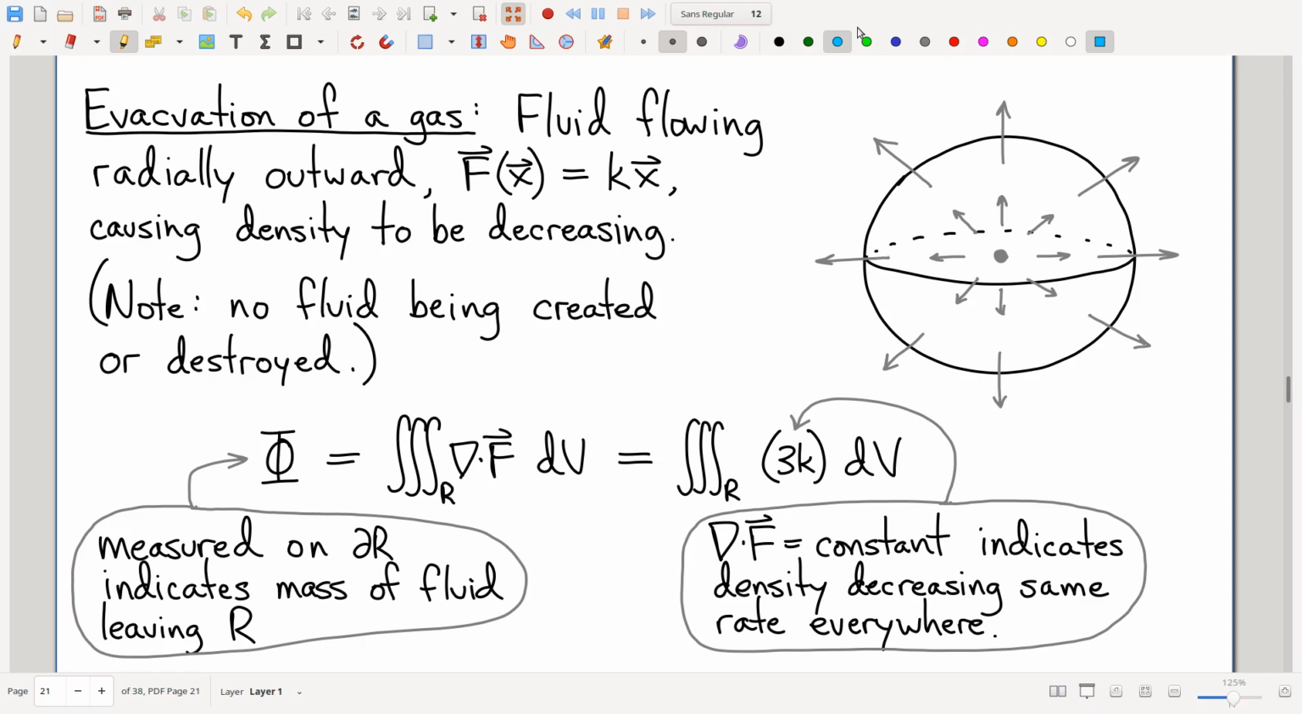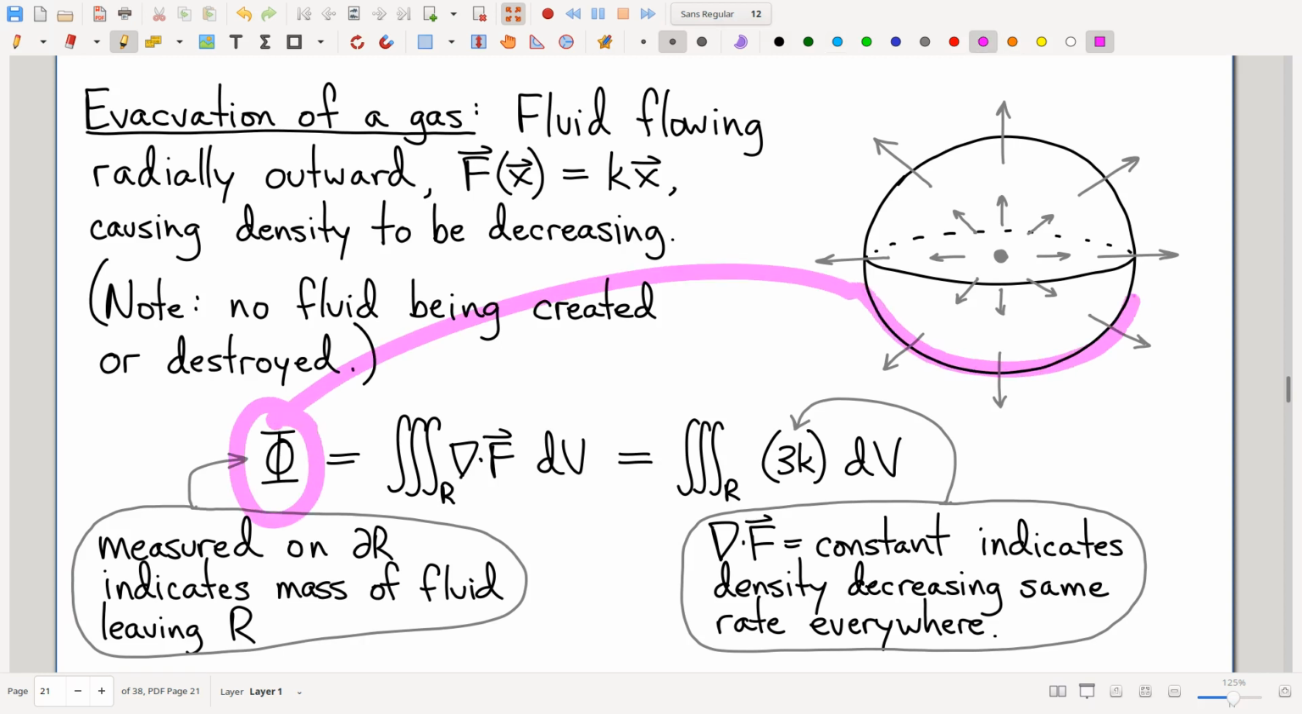And so as such, because it's taking up more volume, the density is decreasing. Right? Quantity per unit volume. If the quantity is the same and the volume is going up, density is going down. Okay. All right. Okay, so now, all that established, let's think about the flux.